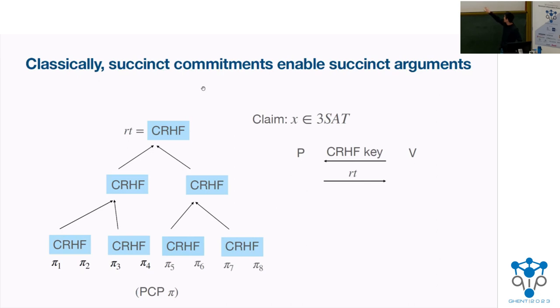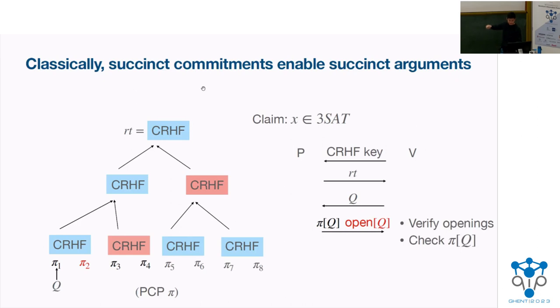Now, because it's a PCP, the verifier has some checks they can perform on pi, so it's going to ask for some random position q, and q is down here. And what does the prover do? The prover just sends the information along the root-to-leaf path starting from Q, and also the PCP living at Q.